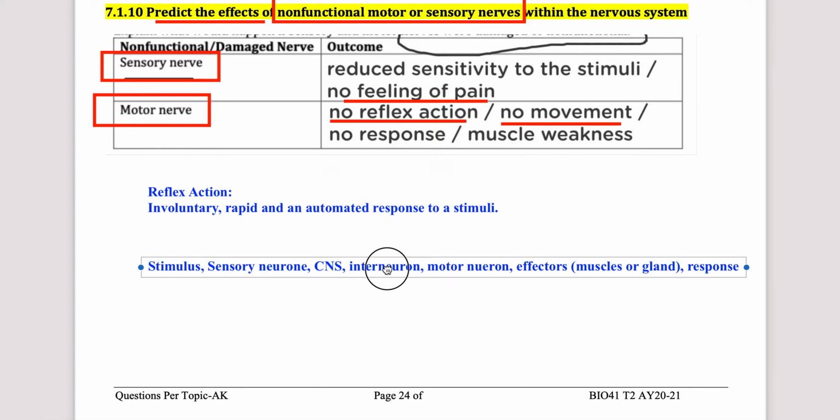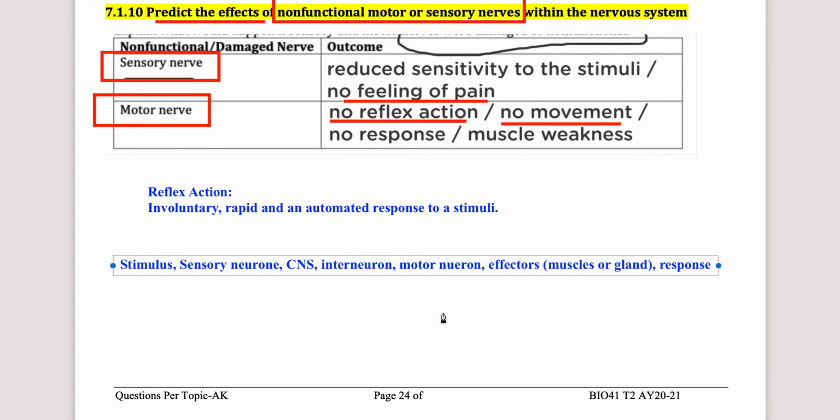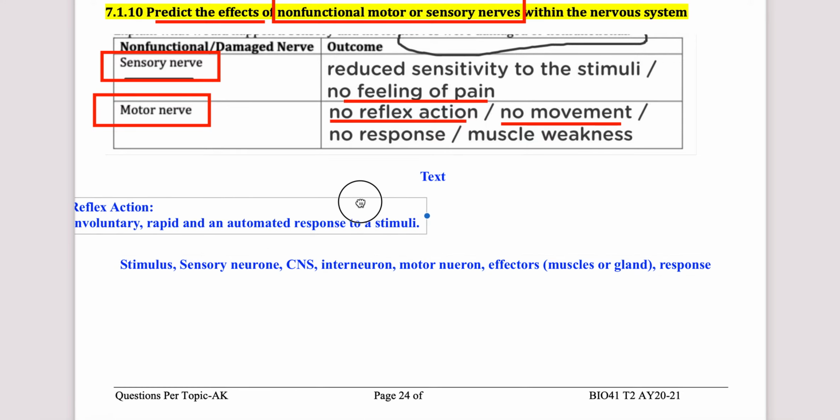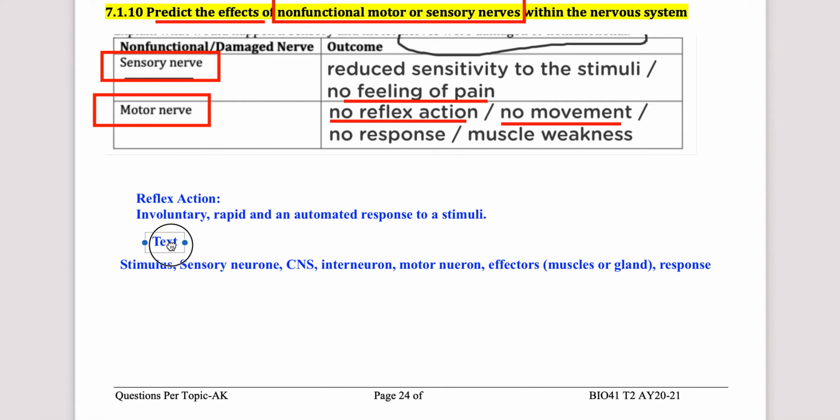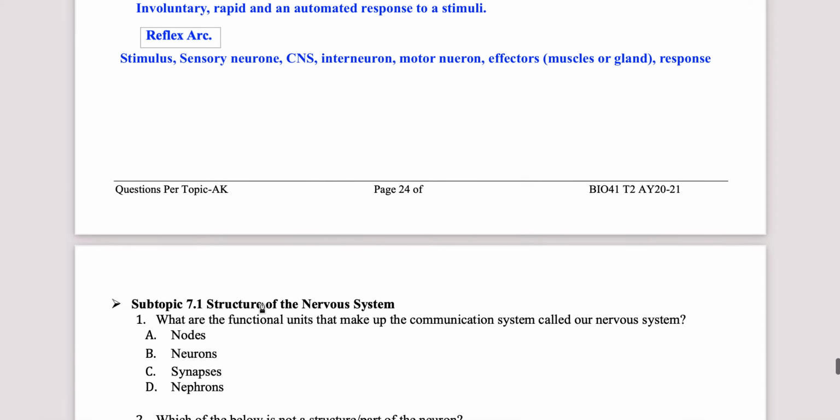So that is known as the reflex pathway. So reflex action follows a reflex pathway. So this is the sequence of the reflex pathway. Let me just write it over here. That is known as the reflex arc. Okay, it is the pathway through which the reflex action is carried out.